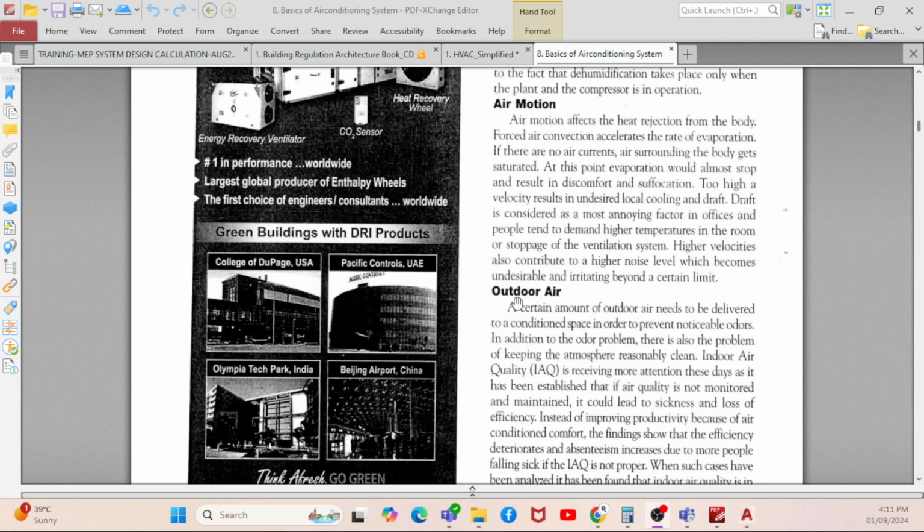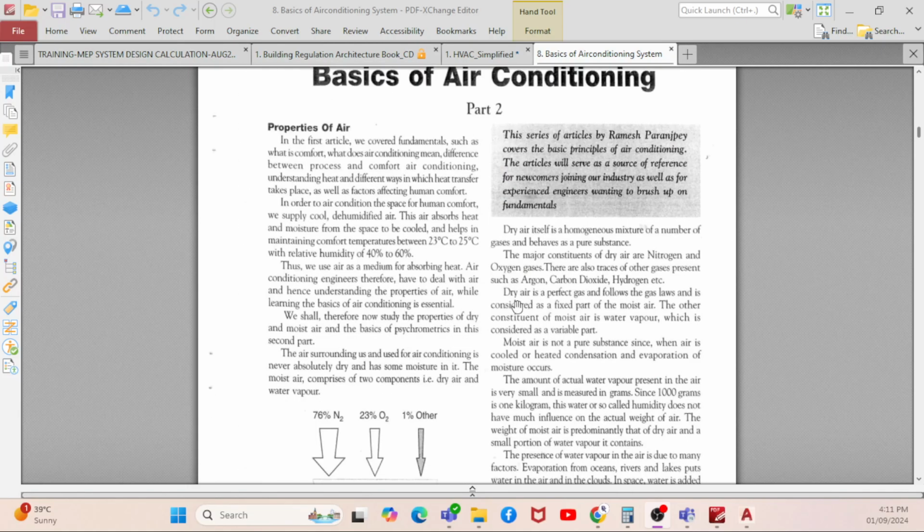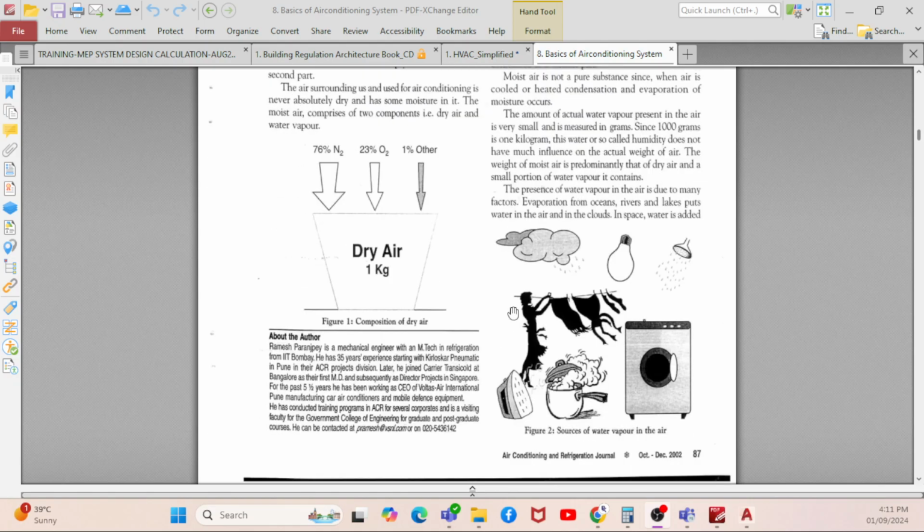I'll be sharing it with everyone. We are just going through some of the basic documents. These are the basics of air conditioning. You can see that there is dry air. In dry air, you have 76 percent nitrogen, 23 percent oxygen, and 1 percent other gases.